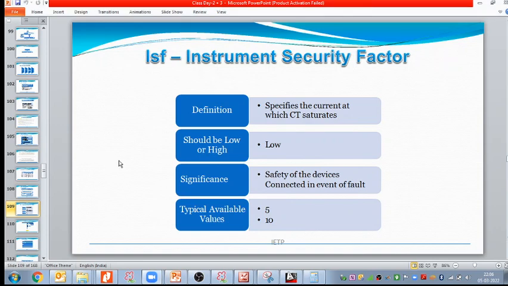No, time is not specified, because we do not allow time. We want that it should saturate as soon as possible, because if current is flowing, then the cable and instrument might be damaged for that time. Time means we can go by the withstand time of the cable and the instrument, how much time they can withstand, but the requirement is that it should saturate when the current is flowing more than 5 times or more than 10 times.